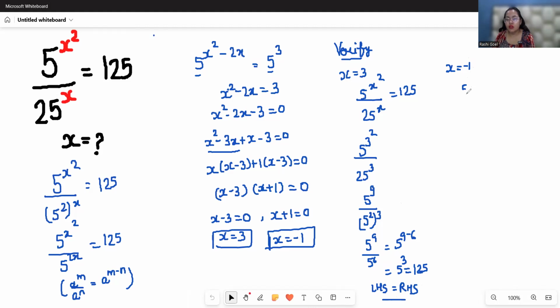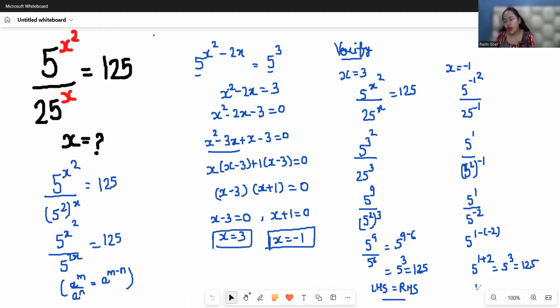Now x equal minus 1. So 5 power minus 1 square by 25 power minus 1. So 5 power minus 1 square is 5 power 1, by 25 is 5 square whole power minus 1. So 5 power 1 by 5 power minus 2. So it becomes 5 power 1 minus minus 2. So 5 power 1 plus 2, which is equal to 5 power 3, that is 125. So here also LHS equals RHS. So x equal minus 1 and x equal 3 are the verified solutions.